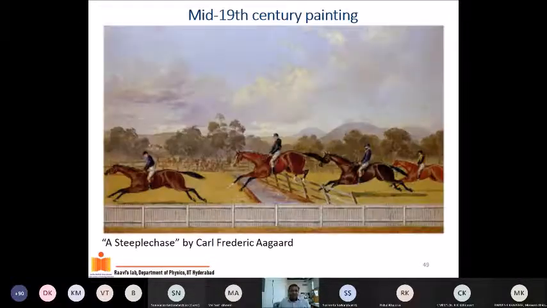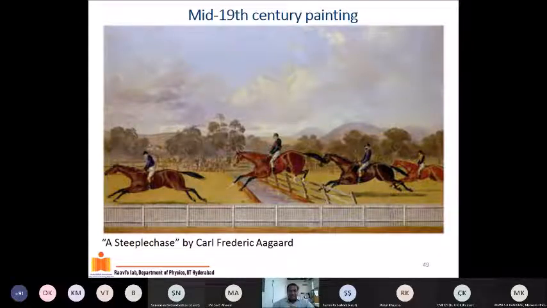Okay. This is a mid-19th century painting, and if you look at it, it is painted by the artist Carl Friedrich Agard, and he has drawn a picture of a steeplechase. What is steeplechase? These horses should run and they should jump across the various barricades. It's a jumping game, it's a race, steeplechase. You all know about it.